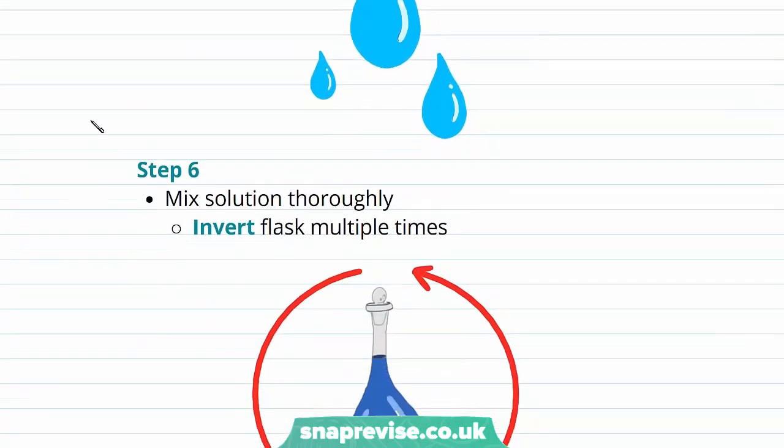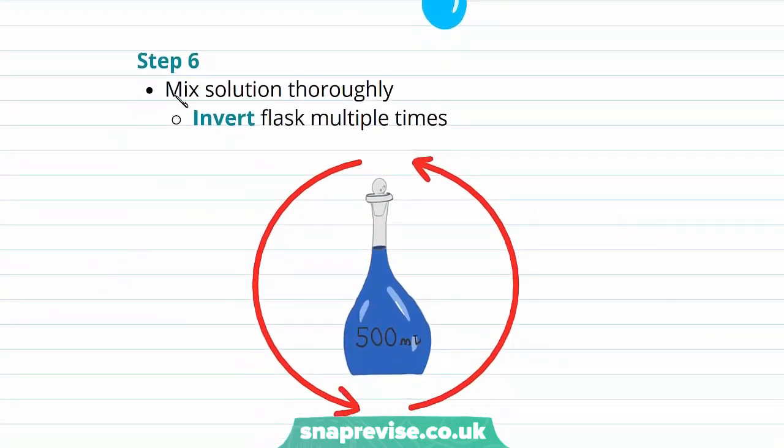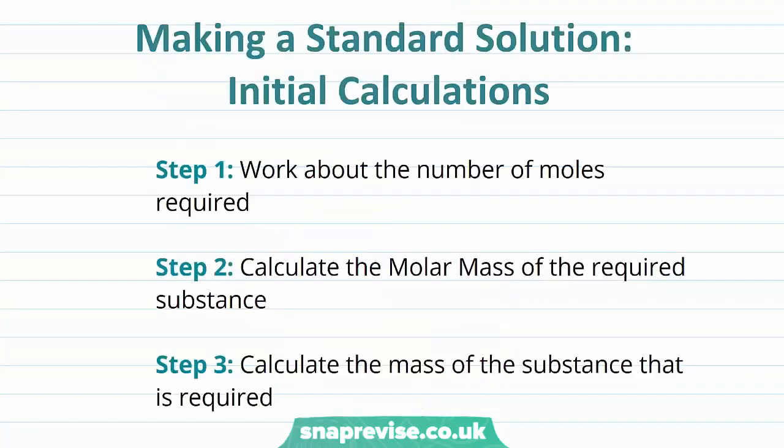The final step is step 6, to mix the solution thoroughly, and this is done by inverting your flask multiple times, making sure you put the stopper in tightly first of all. So we've had a look at the method of making a standard solution. Let's have a look at the calculations we do before we start making our standard solution.